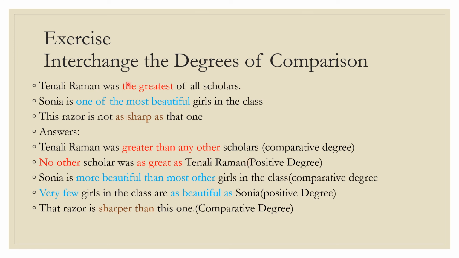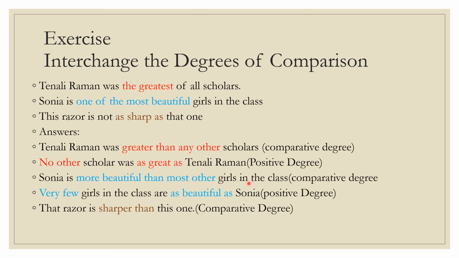So children, I have highlighted it in red. When it is the -est, the greatest, then in the comparative, you will write -er than any other. So here it is greater than any other. And in the positive, you will begin with no other, as great as. Follow this sentence pattern. The second sentence: Sonia is one of the most beautiful girls in the class. This is in the superlative degree. Now here the sentence is one of the most beautiful.